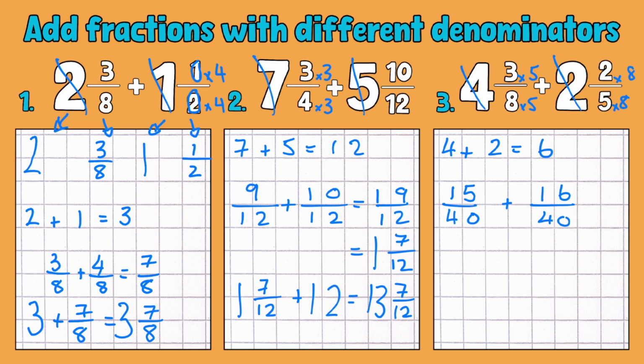Now I've got 15 add 16, which equals 31/40. So I just need to put my fractions back together again. So I have my whole number, which is 6, add my fraction part, which is 31/40 for an answer of 6 whole ones and 31/40.